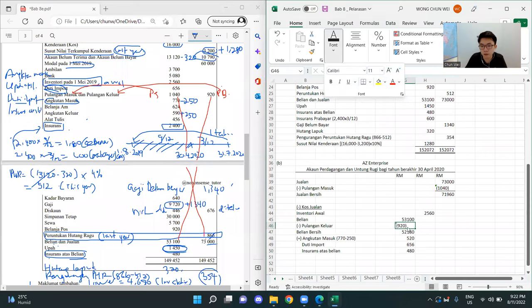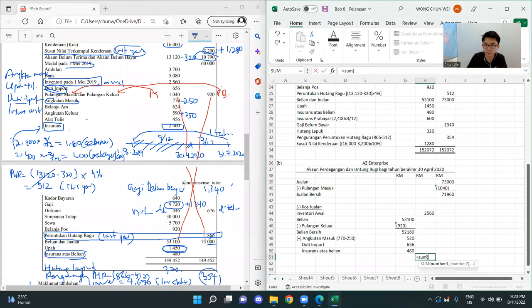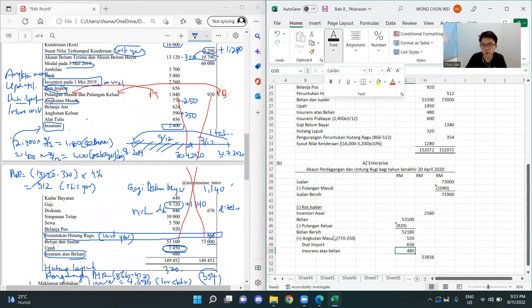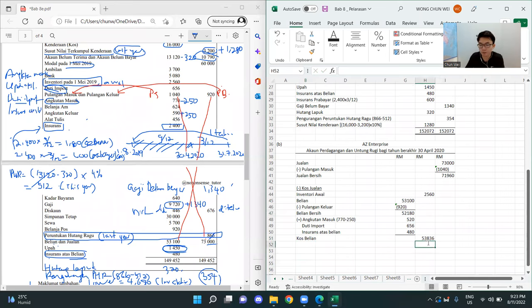There's a line here. So add up everything and put here. So this one we will call it the cost belian. So add up with the cost belian, you get 56,396. This one we call it a cost barang untuk dijual.